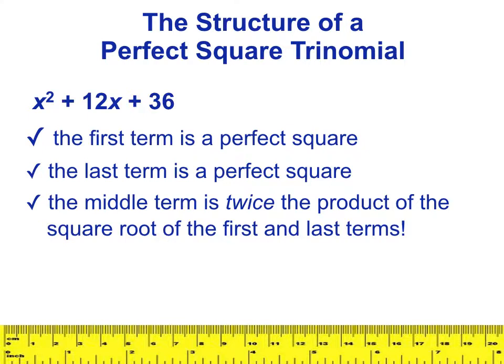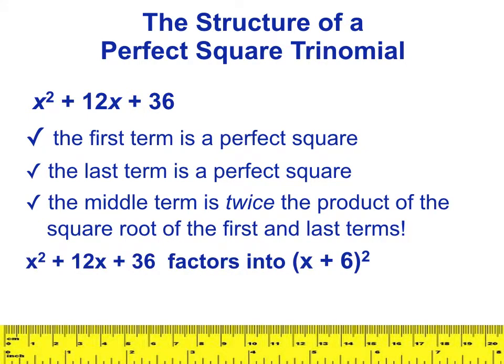Therefore, this particular trinomial fits the structure of a perfect square trinomial. And remember, it is the result of having squared a binomial. Therefore, it factors into x plus 6 quantity squared, where x is the square root of the first term in the trinomial, and 6 is the square root of the third term in the trinomial. And I have a plus in between the two terms because the trinomial had all plus signs.